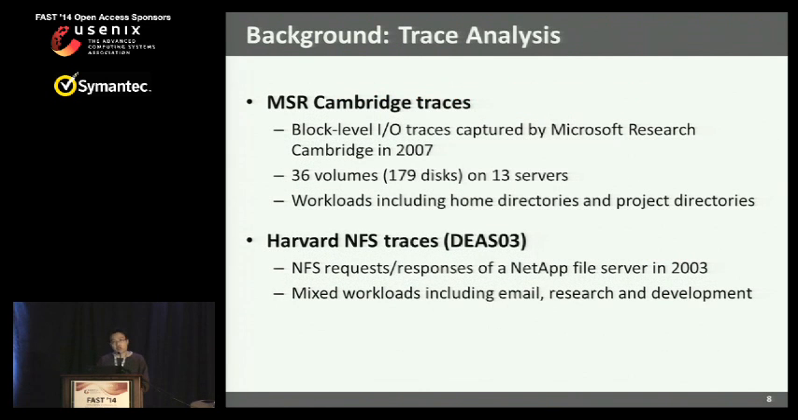So let's start with some background to get some motivation. We picked two public traces to see what types of workload we need to deal with. One of them is the MSR Cambridge traces. It is a block-level I/O trace captured by Microsoft Research in 2007. There are a total of 36 volumes composed of almost 180 disks, and the workloads are home directories and project directories. Another one is the Harvard trace. Basically, it's NFS request responses. It is composed of mixed workloads of email, research, and development.